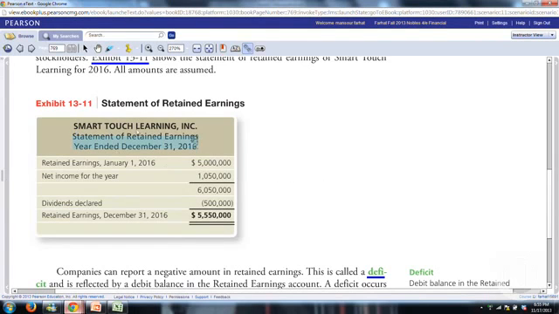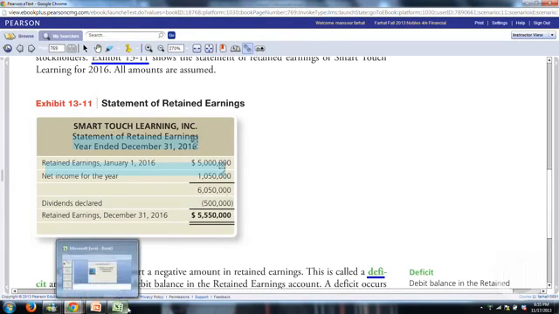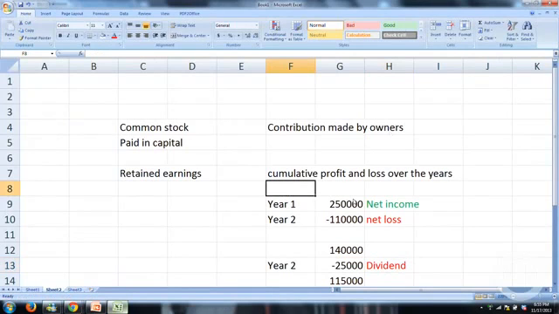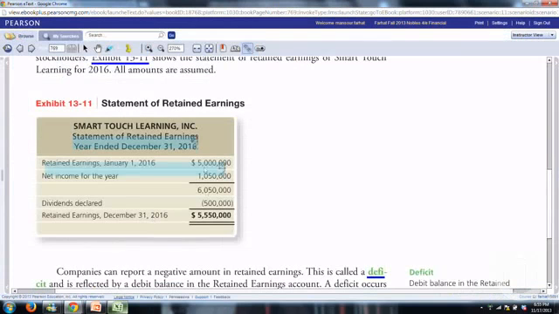Let's assume your prior year retained earning, which is the beginning retained earning, was 5 million. Then you made a profit of 1,050,000. So notice we took the 5 million plus 1,050,000 and that gave us 6,050,000. If we were talking about year zero, your beginning retained earning was 0. But here we said we have a prior retained earning from the prior years.